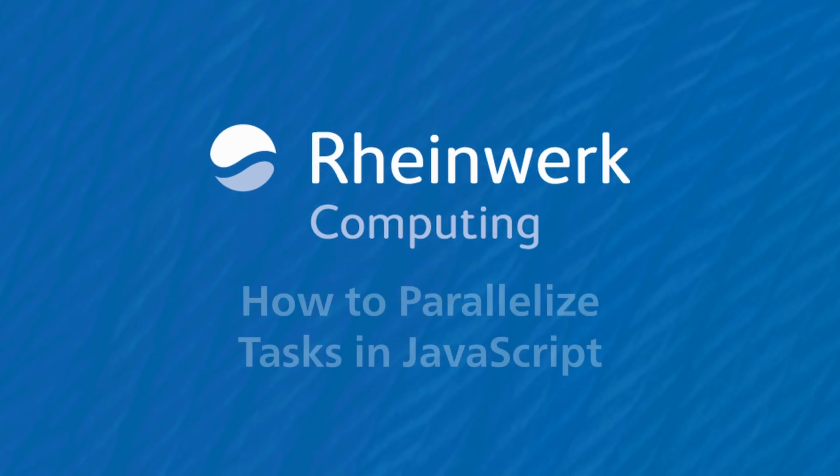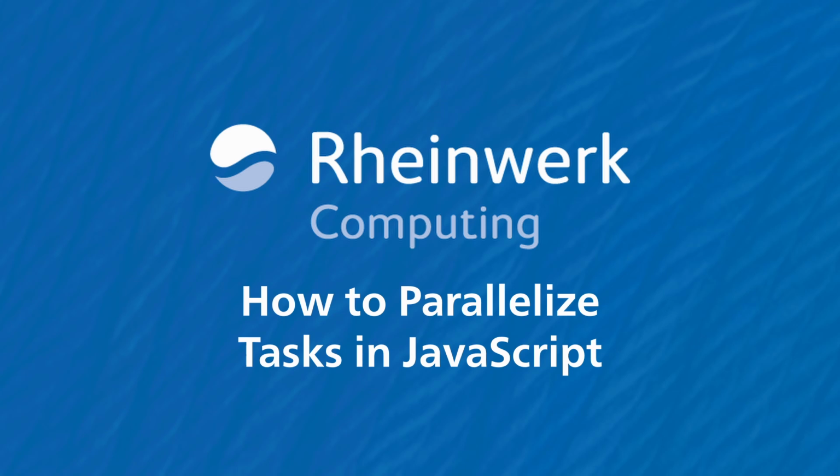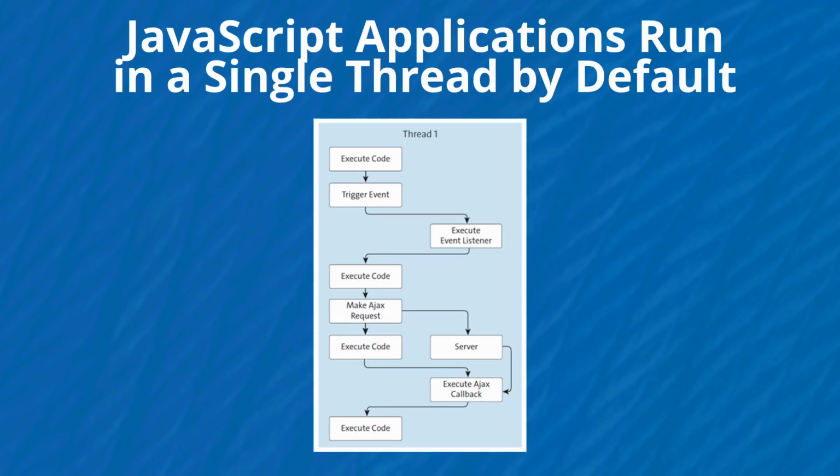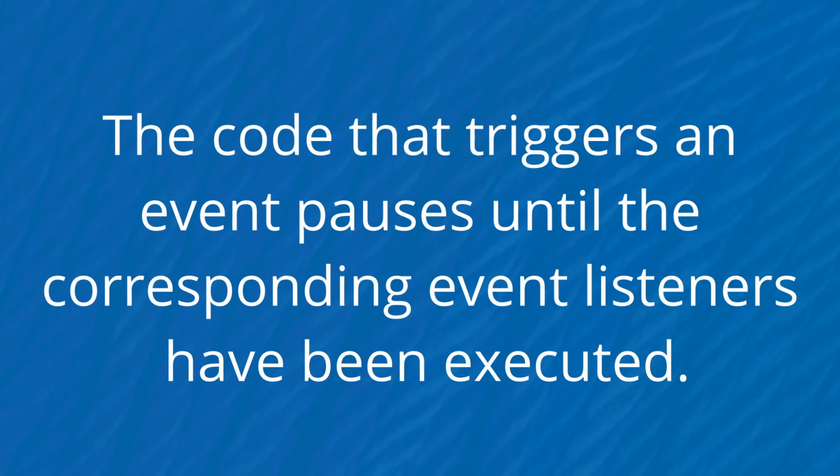JavaScript is a language that is executed as single-threaded, meaning that multiple scripts cannot be executed at the same time. Scripts are interpreted and executed one after the other, line by line. Also, the triggering of events and the associated execution of event listeners do not happen in parallel. The code that triggers an event pauses until the corresponding event listeners have been executed.